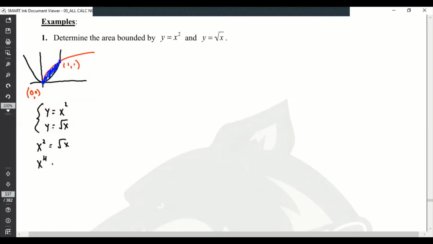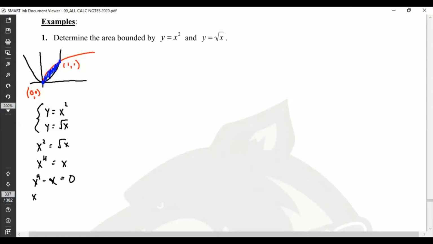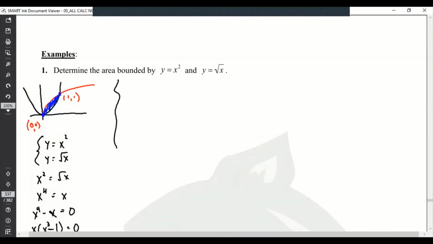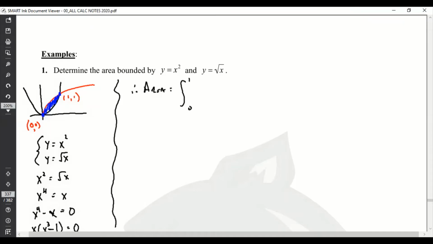Squaring both sides, x to the 4 is equal to x. Subtracting, and pretty quickly we get that x equals 0, x equals 1. Neither of those should surprise us. So therefore we end up with that our area is equal to the integral from 0 to 1. Now the next piece of putting this together is we have to be careful that the curve that we start with is the one that is above on that interval.